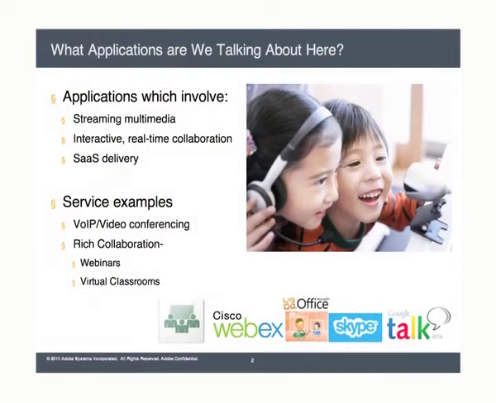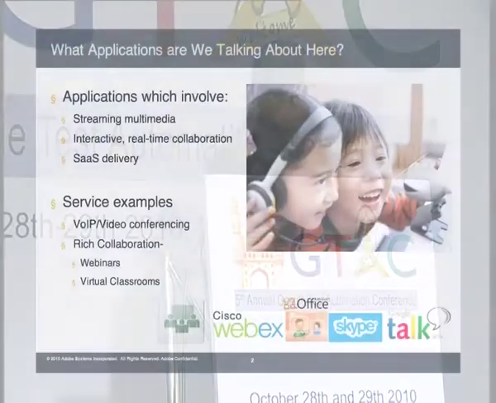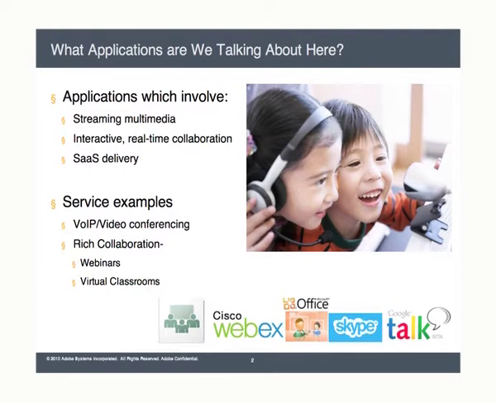As I said in my brief, I'll be talking about media streaming applications, which are so ubiquitous nowadays on the internet. The basic properties of these applications are that they involve streaming multimedia, and interactive real-time collaboration. When I say interactive real-time collaboration, it's all about humans. They are the primary consumers of these features and services. And SaaS delivery. That means the entire service is delivered over the web, over the internet.